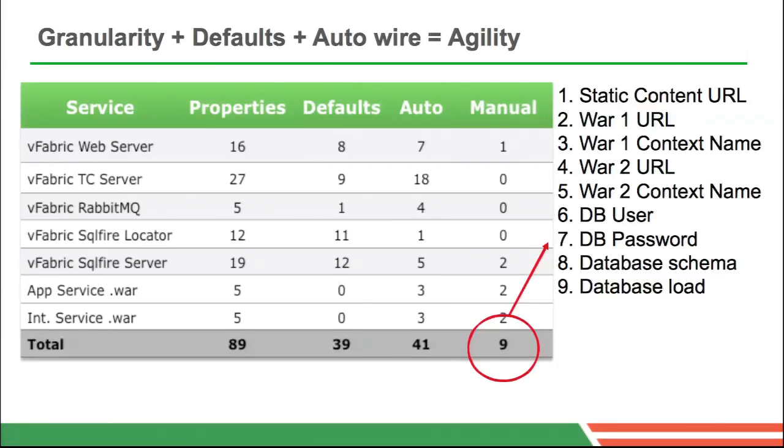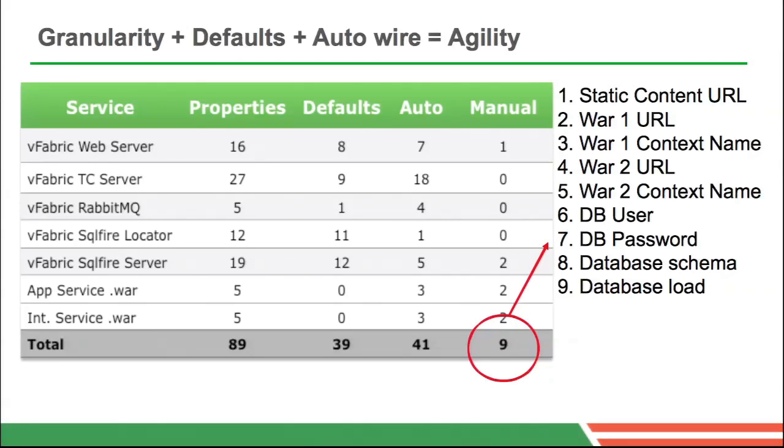So that basically leaves you with you bring your own app. 9 properties, 9 configuration properties that you have to fill in. So the static content for the URL, so the Apache web server, CSS, HTML5, all that stuff. Nothing you can do about that. That's part of the app. You're going to bring that.